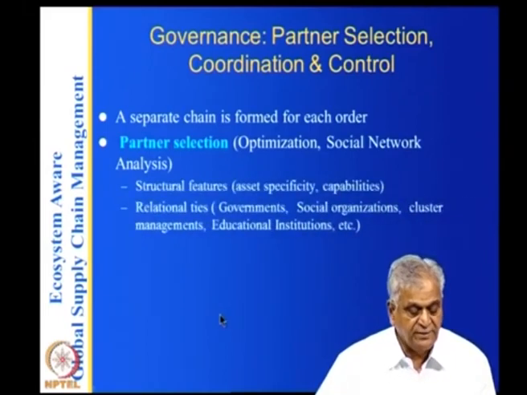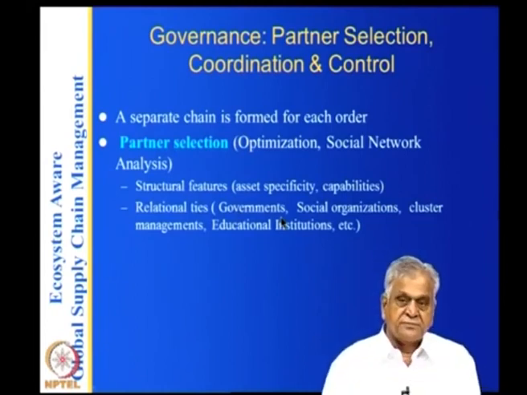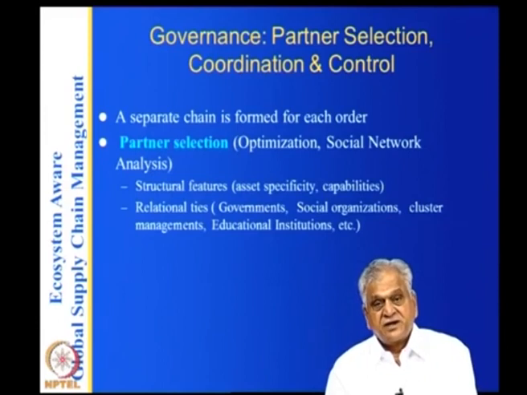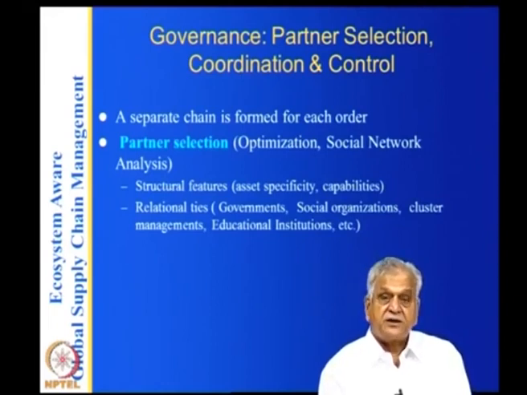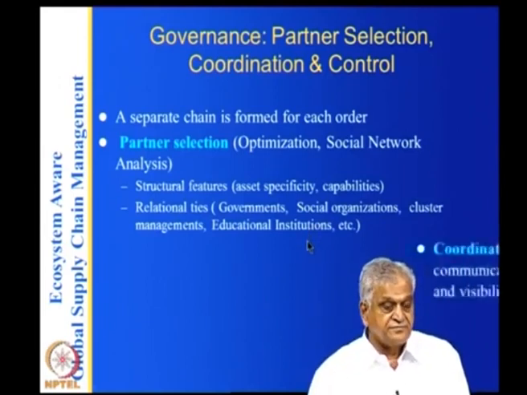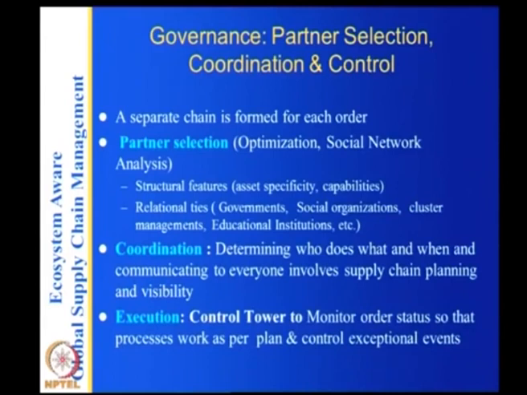There are specific capabilities and relational ties and so on. So, while selecting the partners, as we have seen, we have looked at the government regulations and the asset specificity of the partners in the green supply chain. You have to take all those things into account and do the partner selection. You can use optimization, social network analysis, and so on. Of course, coordination is determining who does what and when, and communicating to everyone, and it involves supply chain planning and visibility. And finally, we have a control tower to monitor the status so that processes work as per plan and to control exceptional events. This is the same as what we have for an ordinary supply chain.